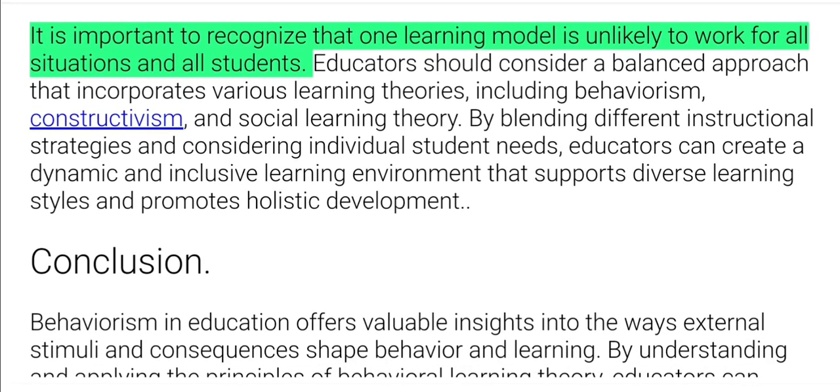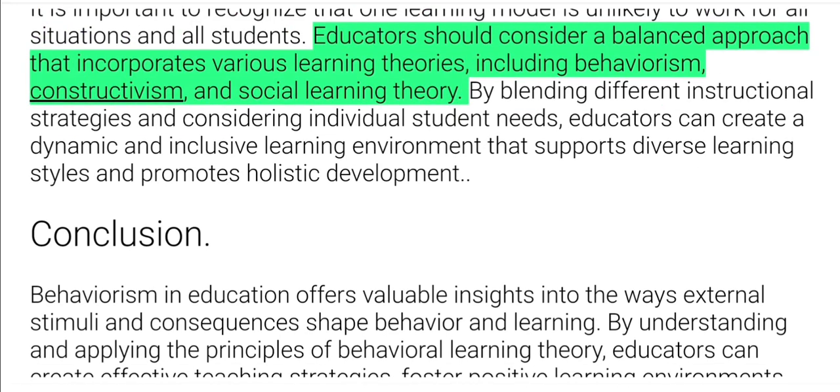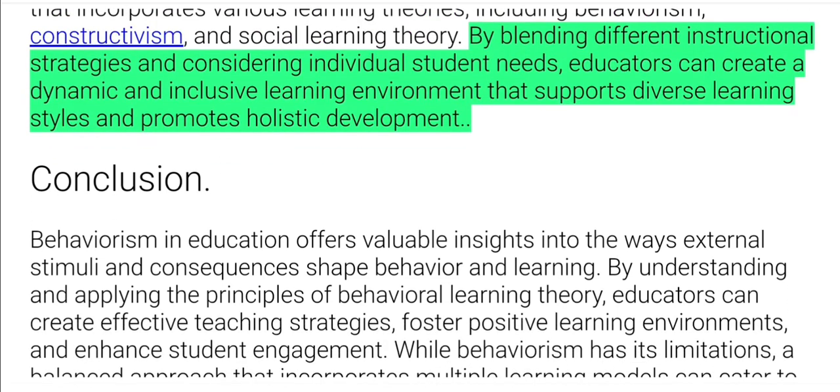It is important to recognize that one learning model is unlikely to work for all situations and all students. Educators should consider a balanced approach that incorporates various learning theories, including behaviorism, constructivism, and social learning theory. By blending different instructional strategies and considering individual student needs, educators can create a dynamic and inclusive learning environment that supports diverse learning styles and promotes holistic development.